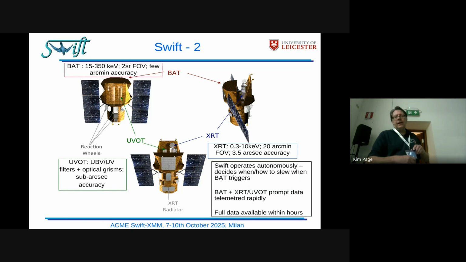Right, where were we? Yes, so Swift's BAT can send down the prompt GRB data to the ground. We get alerts, often to our mobile phones, like we did during dinner last night. And usually, what's also unique about Swift, you can get the full data set down within a few hours. Most telescopes, you have to wait for weeks or months to get the data available. But also, the Swift data are public immediately, so anyone can look at them.